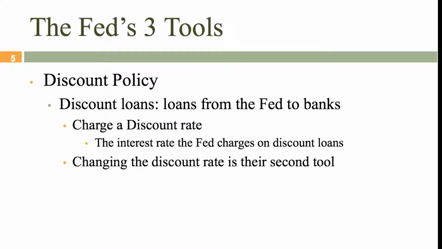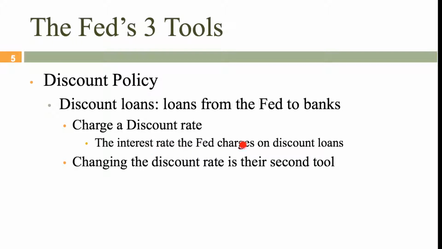The second tool is discount policy. The Federal Reserve has, as part of its toolbox, the discount loans. And that is when the Federal Reserve makes a loan to the bank. And if you're going to make a loan, you're going to charge an interest rate. And the specific name of that interest rate is the discount rate. Don't know why, doesn't seem like the best name for something, but there you go. It's called the discount rate. And so therefore, this is a discount policy.